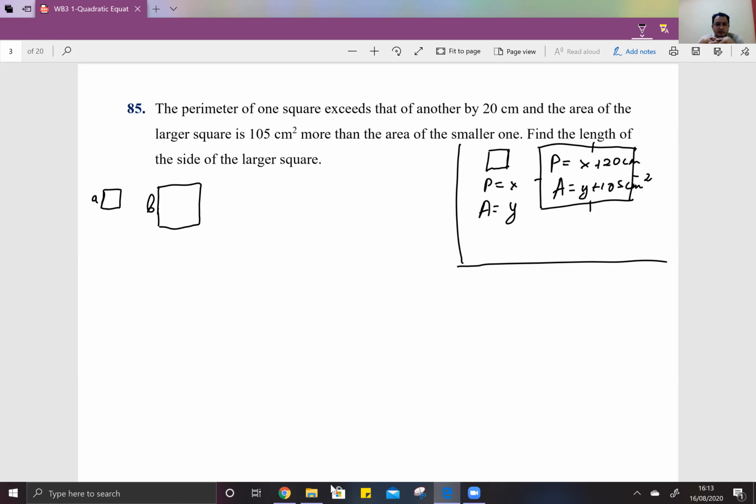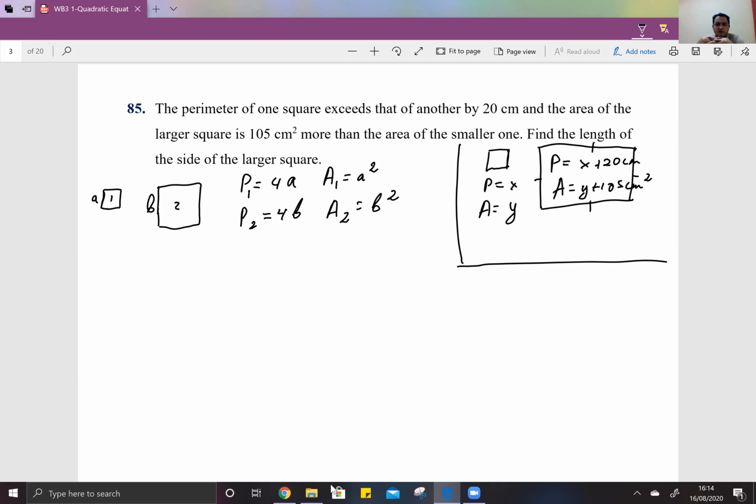Using this, let's write the perimeter of the smaller one. What is the perimeter of the smaller one? Let's write P1, that's the smaller one. P1 equals 4A, right? And capital A1 equals A squared. For the bigger one, P2 equals 4B, and capital A2 equals B squared.